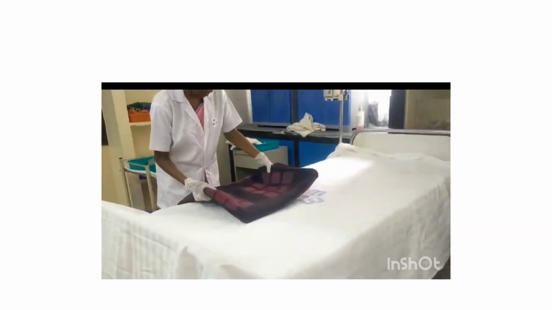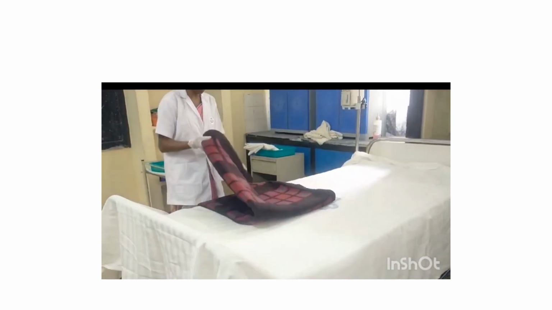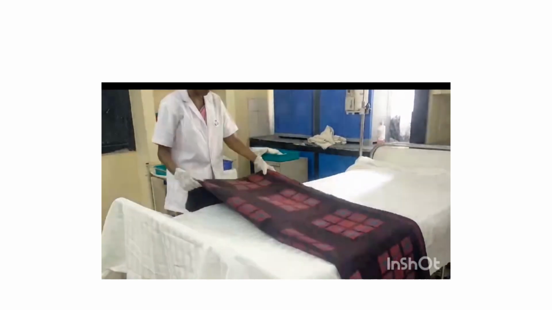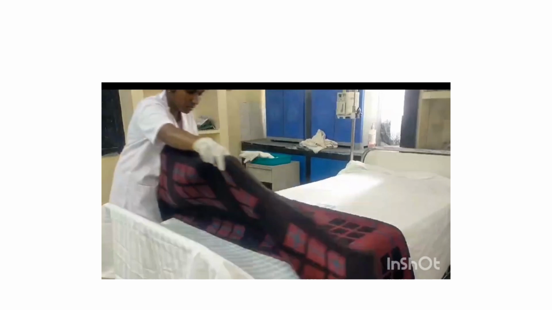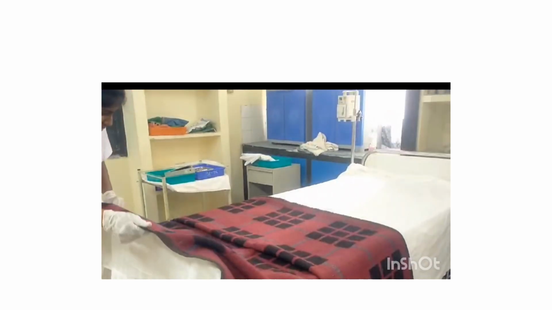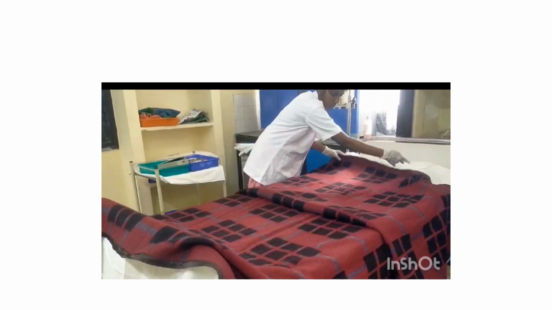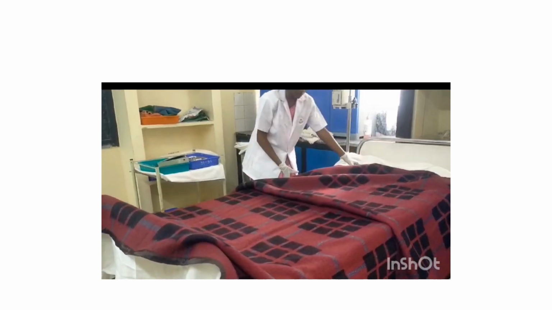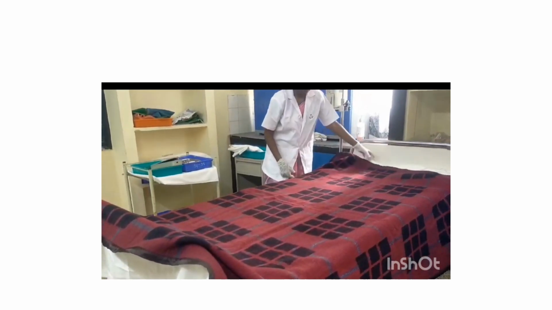The reason for placing the blanket is to prevent shivering in post-op patients. So spread the blanket. First spread the blanket to the foot end and then to the head end. After spreading to the head end, there is no need to tuck the sides of the blanket. Just spread it.